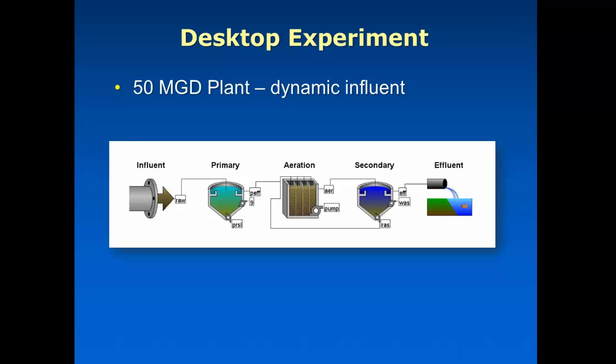Now, first of all, before we get started, because I'm going to be running the same plant with the same dynamic influent, I just quickly will describe it for you here. This is the plant that we're doing our control experiment on. It's a 50 NGD plant, and it's got a dynamic influent that's coming in. We're also running it, in order to make things challenging, relatively highly loaded and also at a cold temperature.